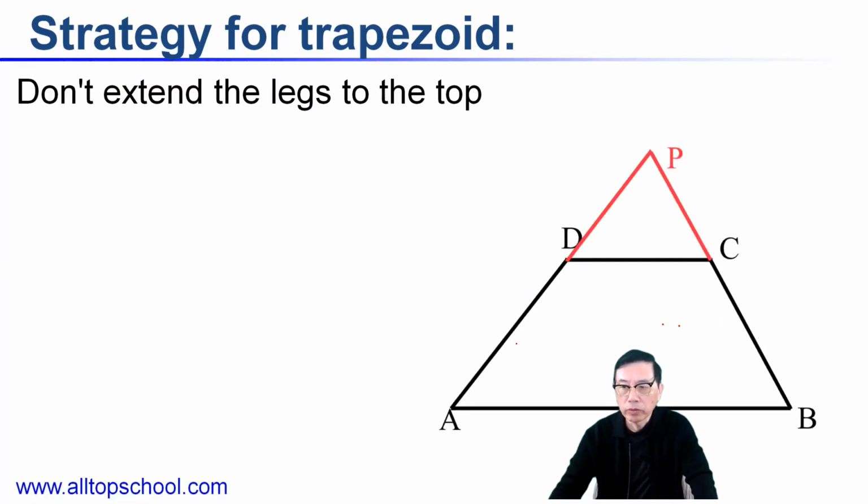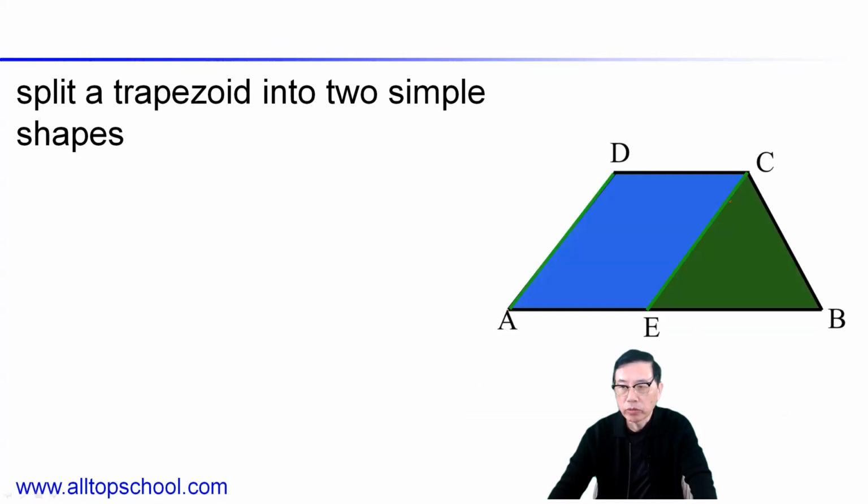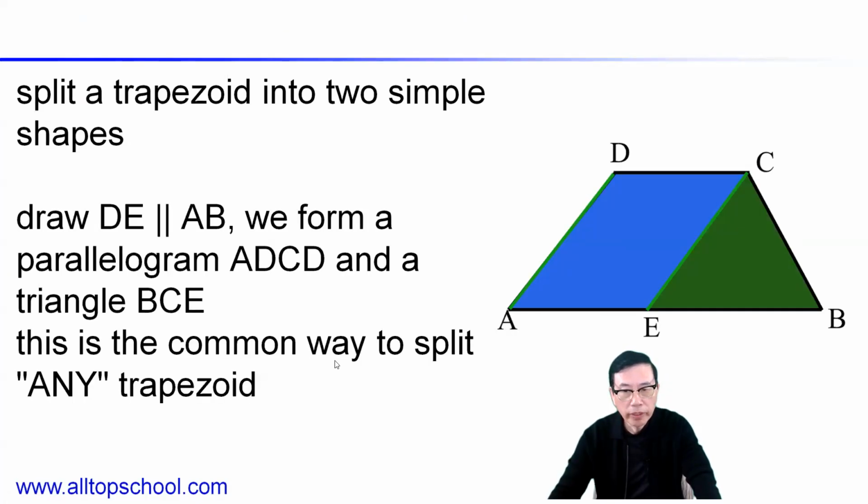And I'm not going to do it from the top. Usually people try to split or reshape the trapezoid into a triangle on the top and the entire thing. That's not correct. So the actual way to split the trapezoid, we're going to do this way. This is a common strategy. We're going to split the trapezoid into a parallelogram and a triangle. There are two different shapes. This is the common way to split the trapezoid.